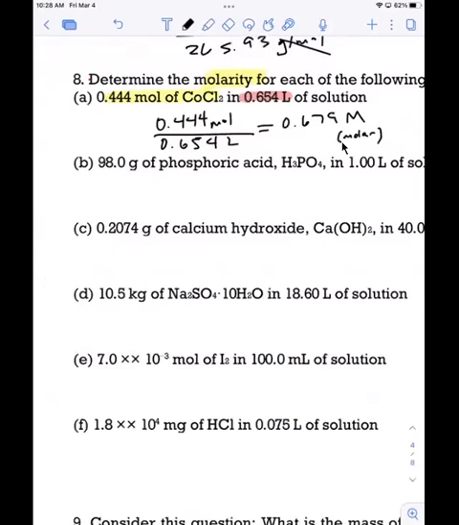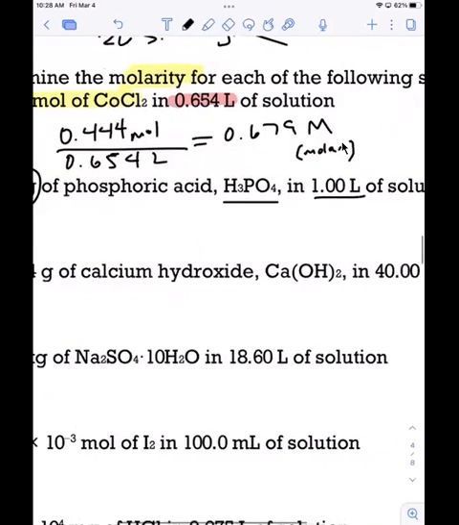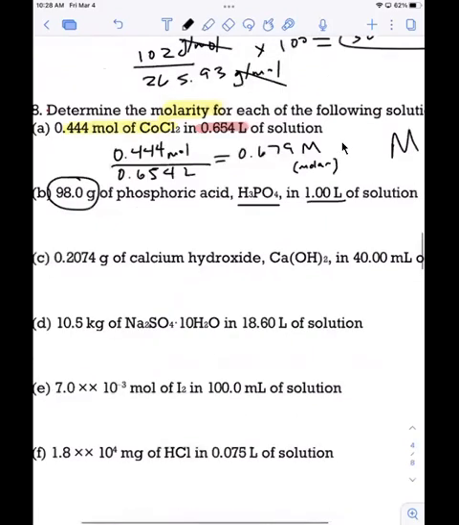Number 9. See, here we go. So now what is it giving us? Grams of phosphoric acid in 1 liter of solution. All right. So it's giving us grams. We need moles. How do we convert?